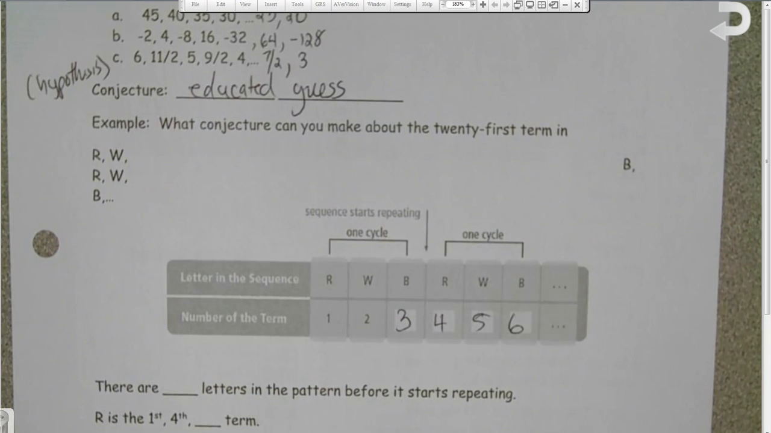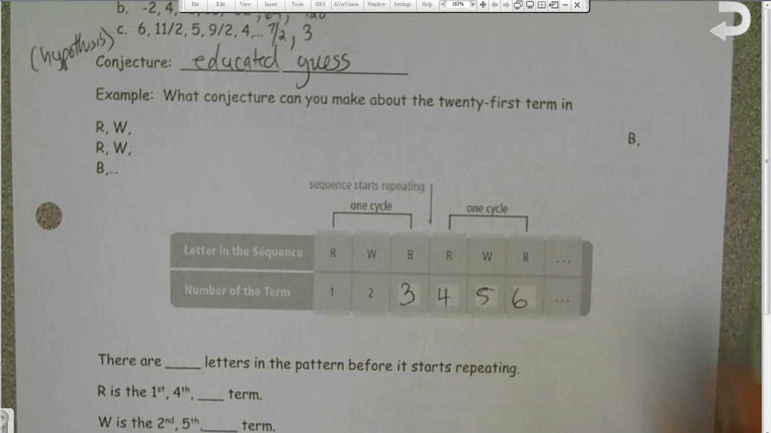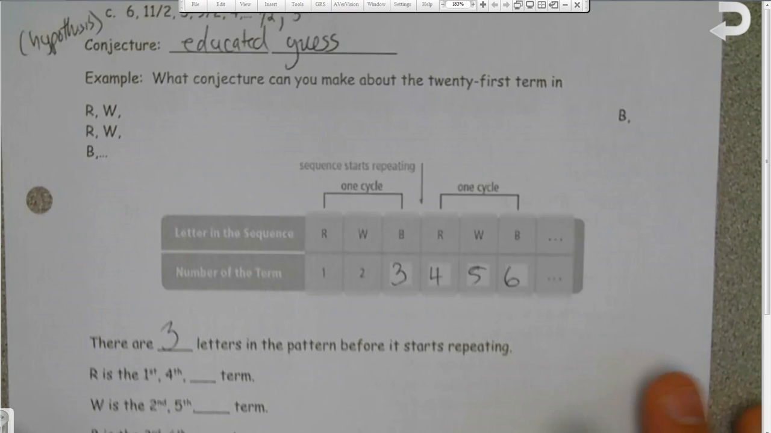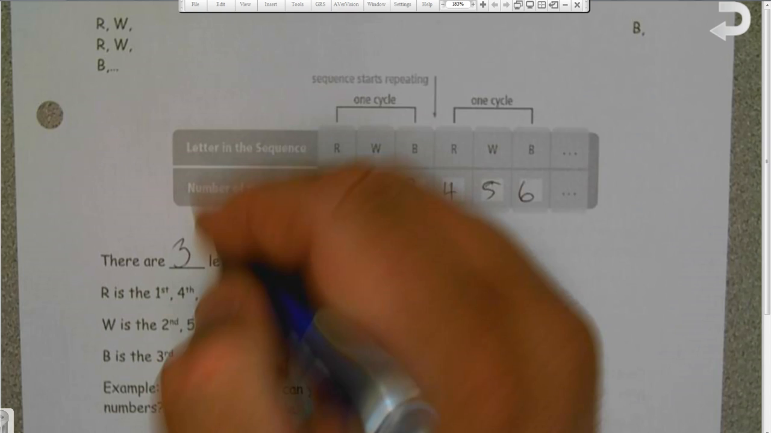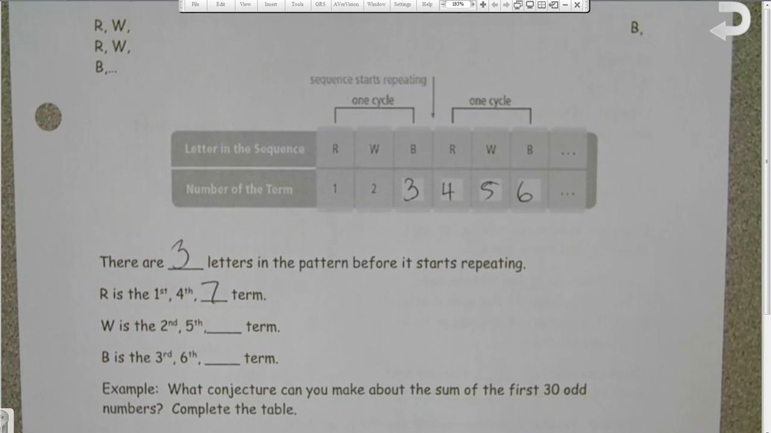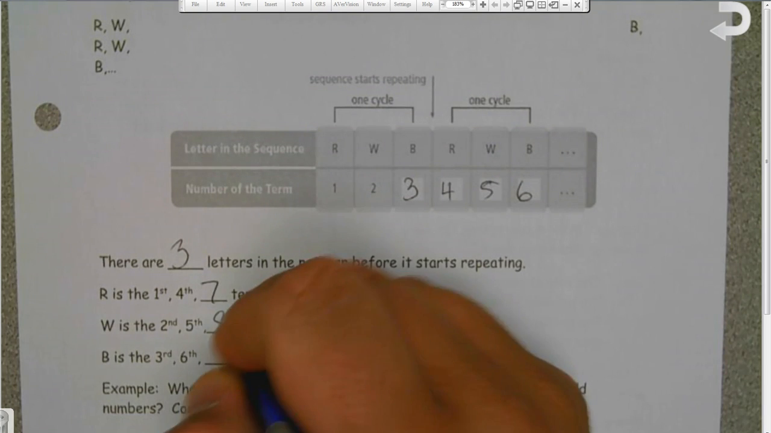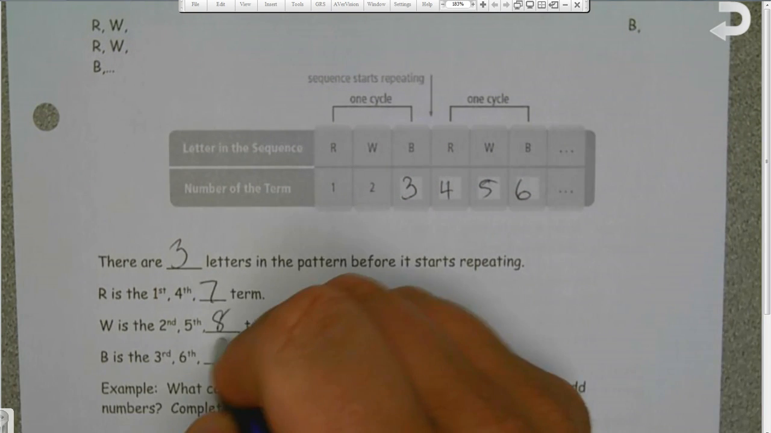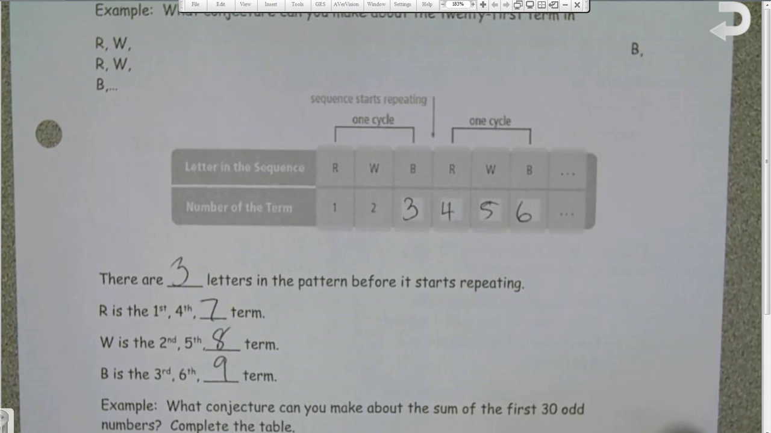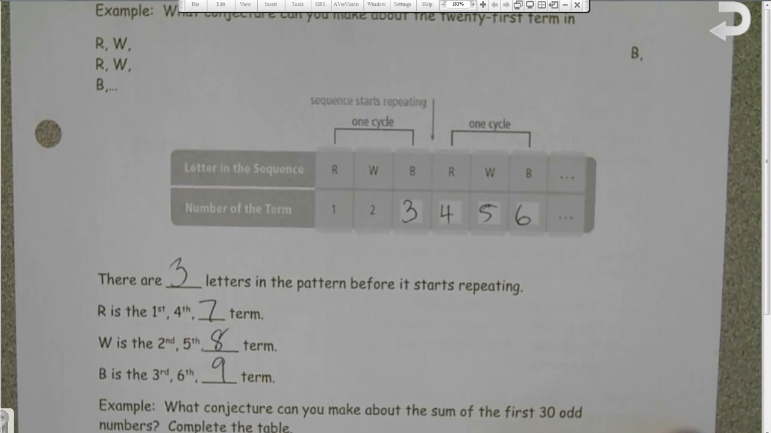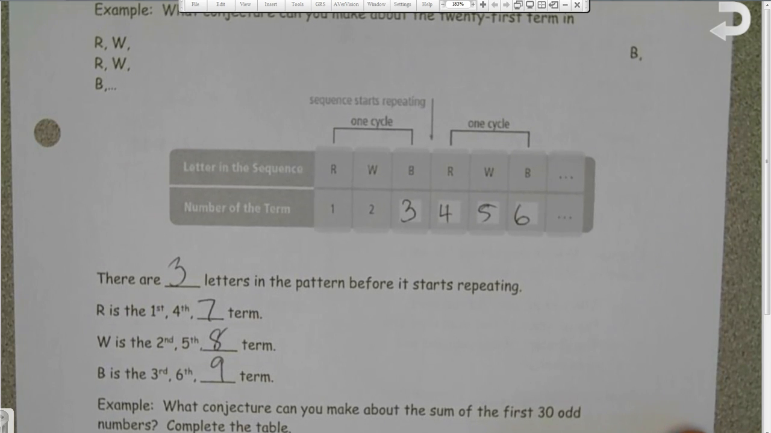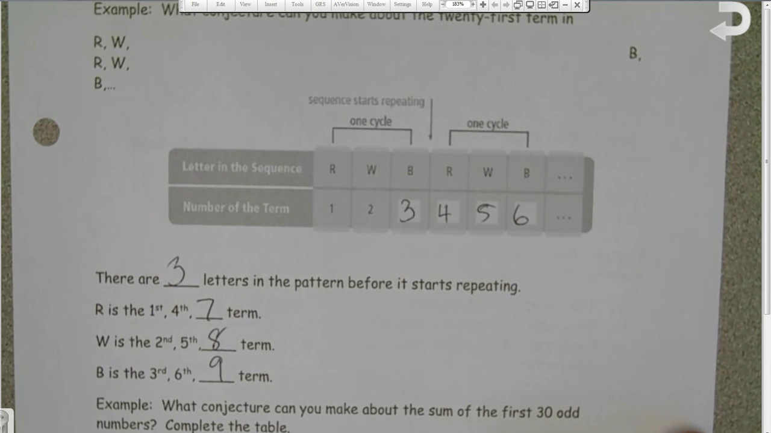it keeps repeating itself. And there are 3 letters in the pattern before it starts repeating. And so R is the 1st, 4th, and 7th. W is the 2nd, 5th, and 8th. And B is the 3rd, 6th, and 9th. So can you figure out what the 21st term is going to be? I want you to pause the video for a minute and see if you can figure out what the 21st term is going to be.